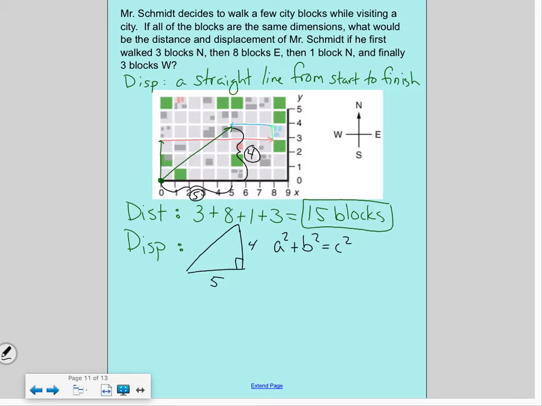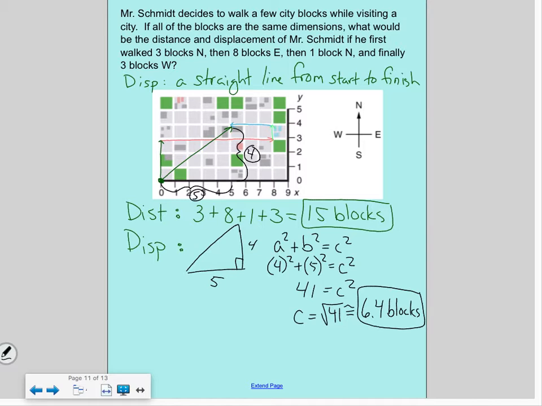So if I plug in my numbers, I would have 4 squared plus 5 squared. Could I have done 5 squared plus 4 squared? Doesn't matter, right? Commutative property of addition. I could rearrange the order. It's not going to change anything. Equals c squared, so this is going to be 41 equals c squared. So c is equal to the square root of 41, which is approximately 6.4 blocks.